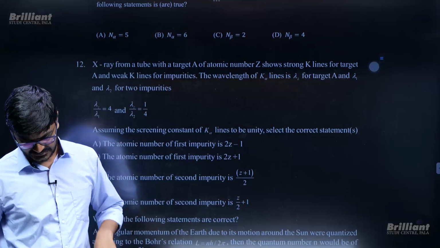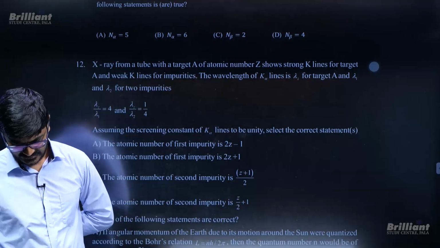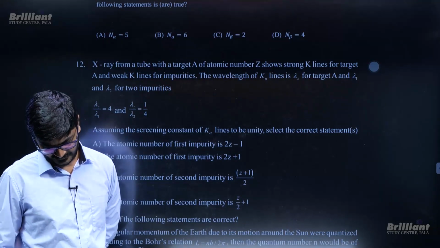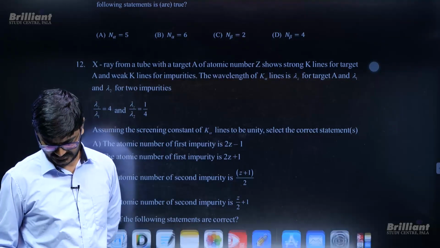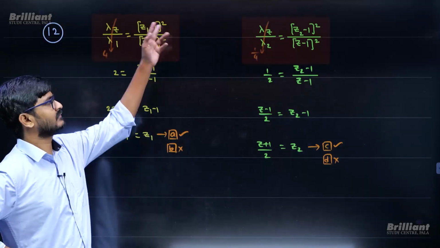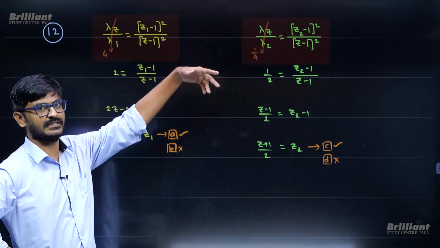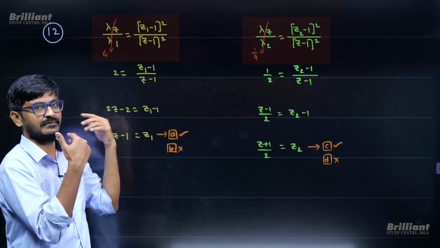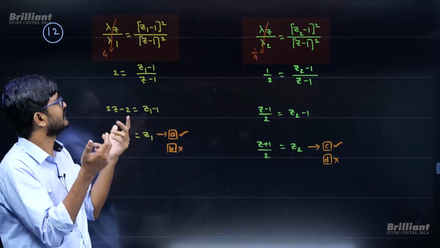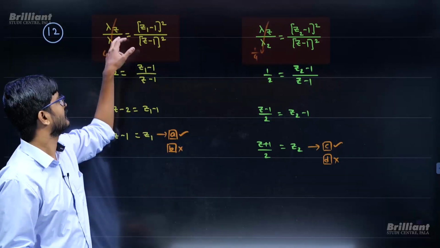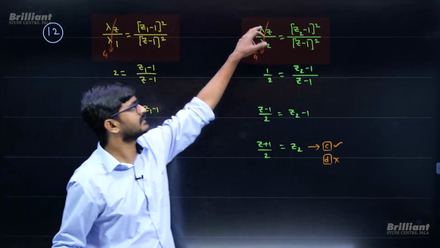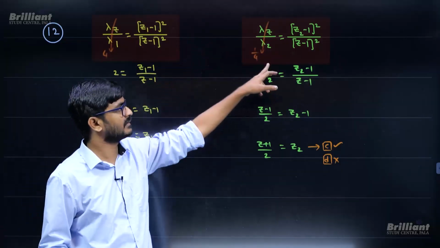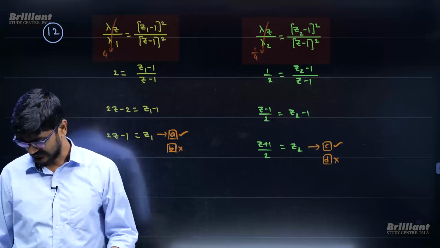X-ray again, K alpha for Z, for target A and 2 impurities. Okay, so there are 2 impurities, fine. I didn't write the equation, it is like Z minus 1 square into 1 by 1 square minus 1 by 2 square, but when I take the ratio, you will get that 1 by lambda is proportional to Z minus 1 square, right? So lambda Z over lambda 1 is Z minus 1 square over Z1 minus 1 square, and lambda Z over lambda 2 is Z minus 1 square over Z2 minus 1 square. They said this is 4 and this is 1 by 4. When you solve it, you will get the answer. It's not a big deal.